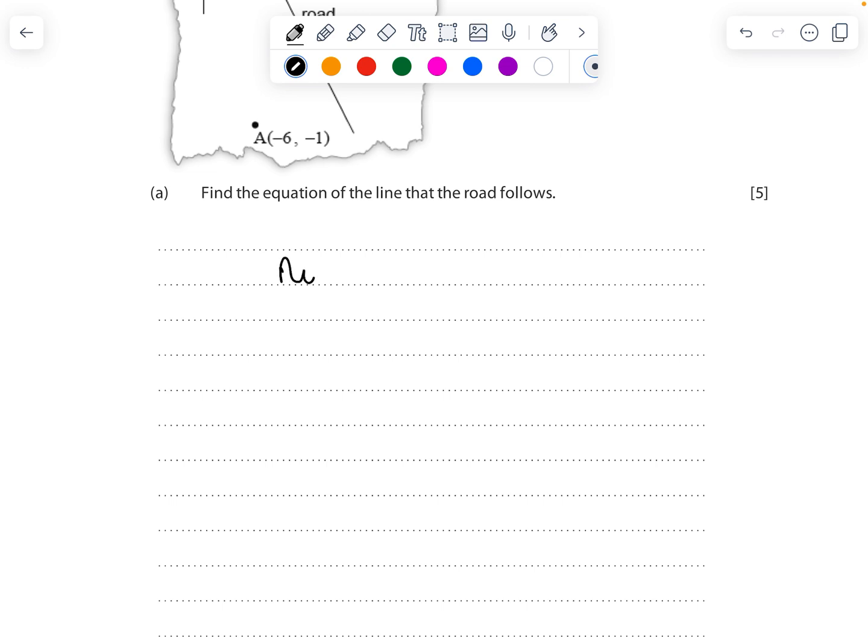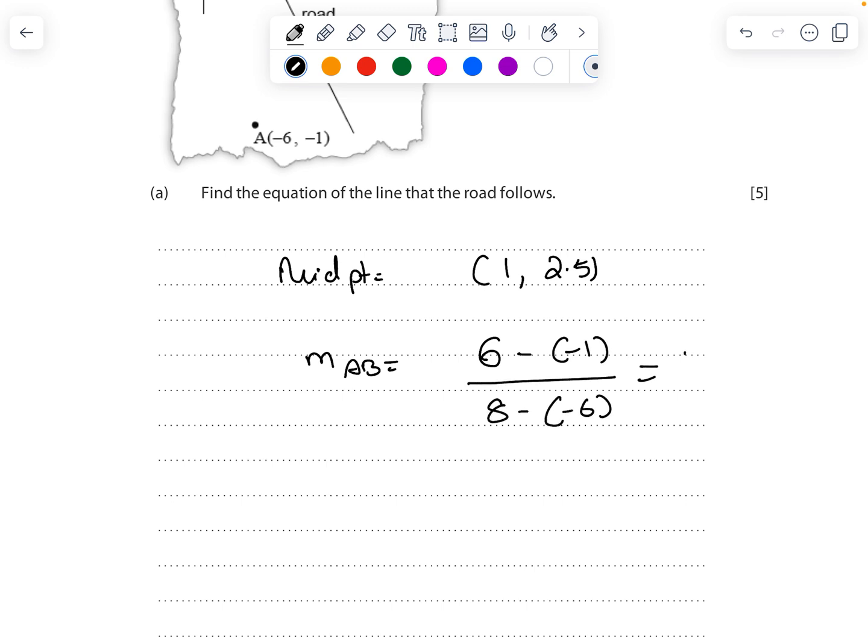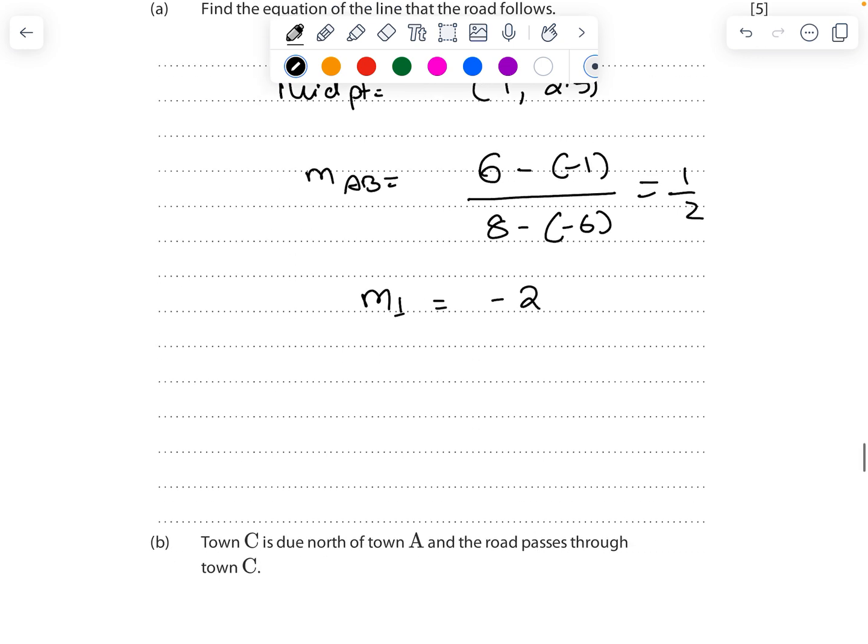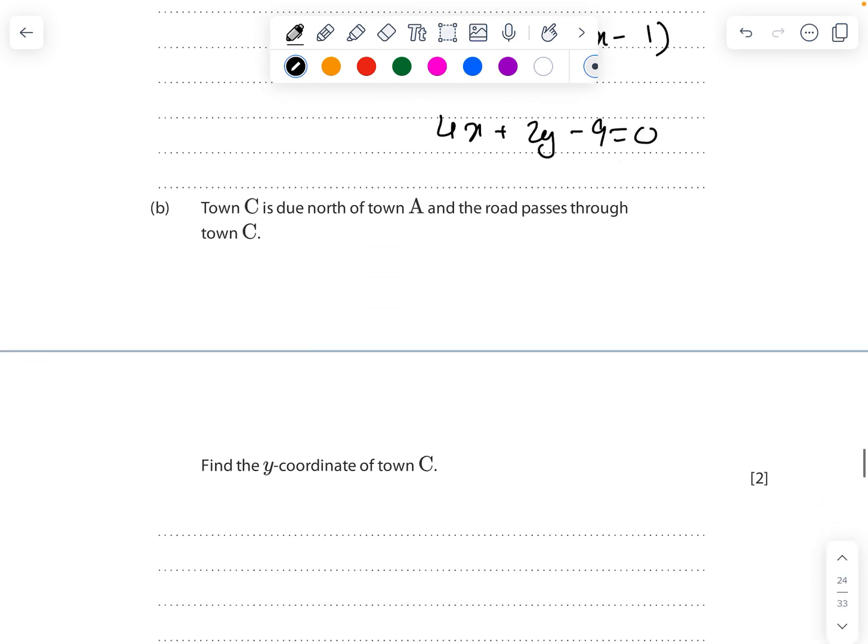So I am going to find the midpoint, which is (1, 2.5). Then the gradient of AB is (6 minus (-1)) divided by (8 minus (-6)), which is 1/2. The perpendicular gradient is negative 2. So y minus 2.5 equals negative 2 times (x minus 1), which gives 4x plus 2y minus 9 equals 0.